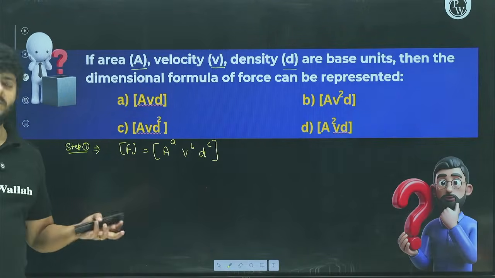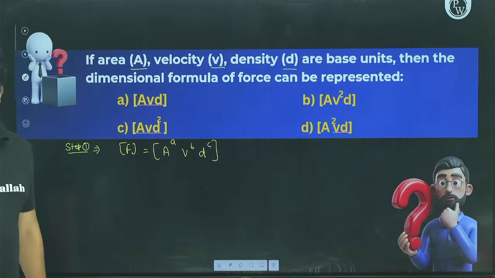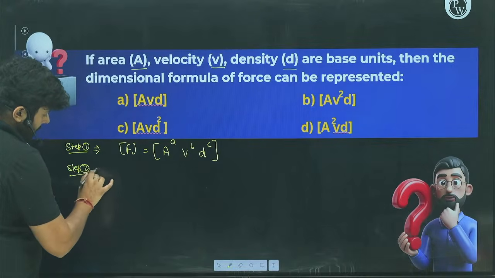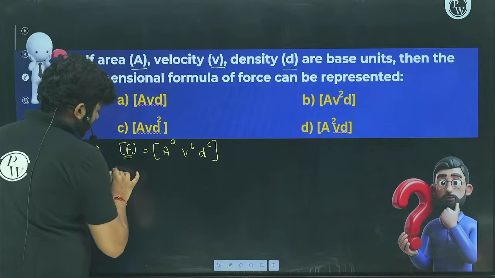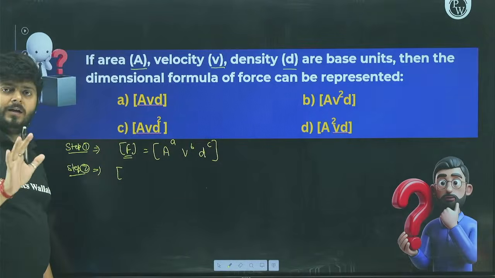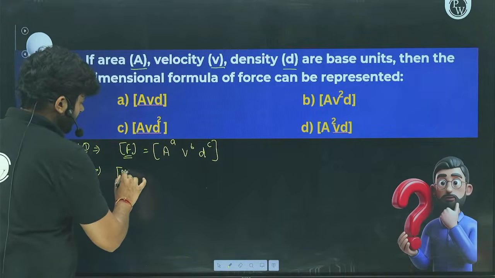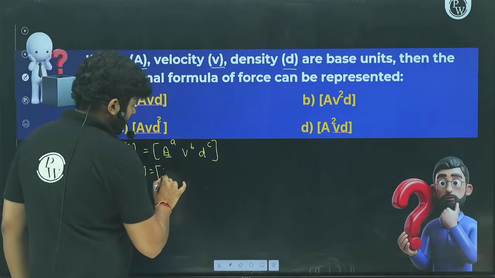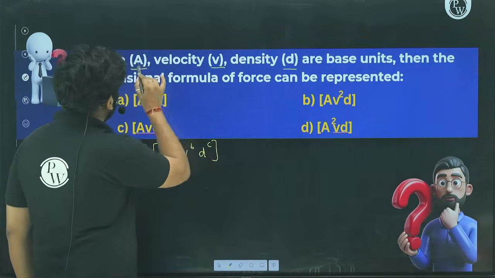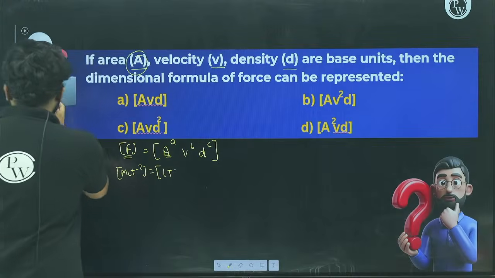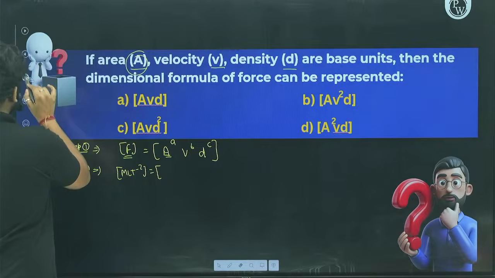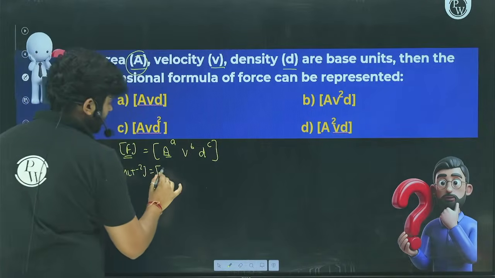In step 2, write down the dimensional formula of each quantity. The dimensional formula for force is MLT minus 2, which we just calculated on the previous page. The dimensional formula for area is L squared, L2, and the power is A.